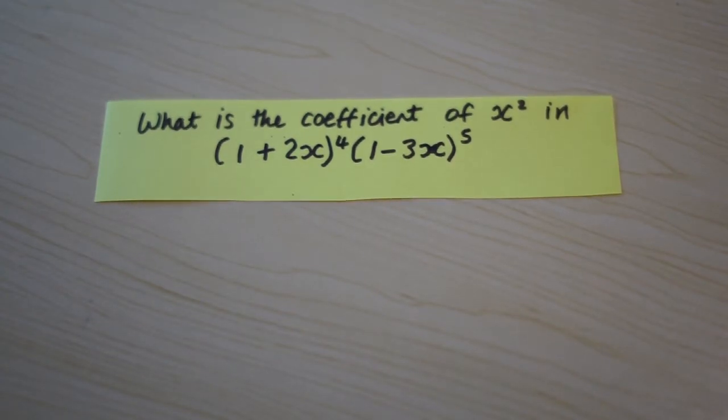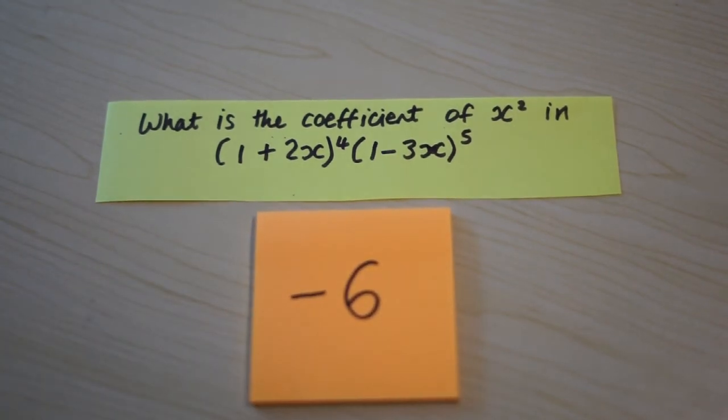After listening to that, you might want to have a go at a question for yourself. So here is a question. Feel free to pause the video, have a good go at it, remember the points, and see if you can come up with the answer. And the answer is minus 6. That's the coefficient of the x squared term.